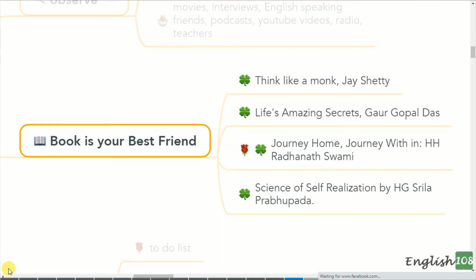So these are my personal favorite. Like, you could choose whatever you want to read, but if at all I have to recommend, these are my recommendations. So make sure you read every single day. I do.